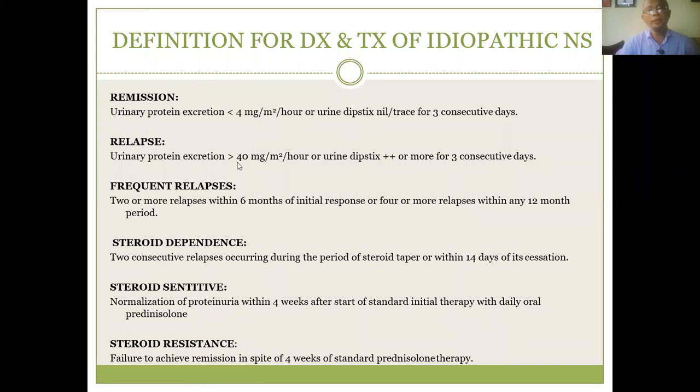When will you label it as a case of relapse? When urinary protein excretion is more than 40 milligram per square meter per hour, or urinary dipstick test is more than 2+ for more than 3 consecutive days, then you can suspect there is a relapse of nephrotic syndrome. And when do you label it as a case of frequent relapse? When 2 or more relapses occur within 6 months of initial response, or 4 or more relapses within a 12 month period, then you will label it as a case of frequent relapses.